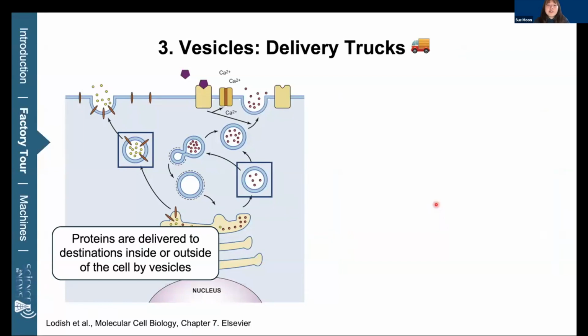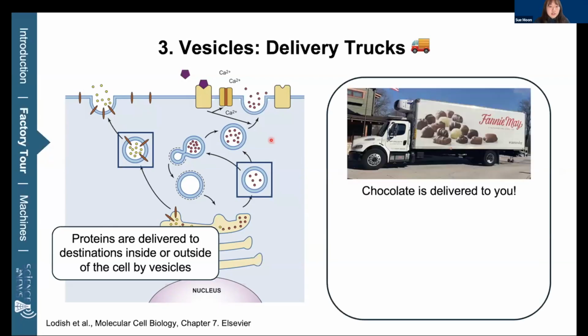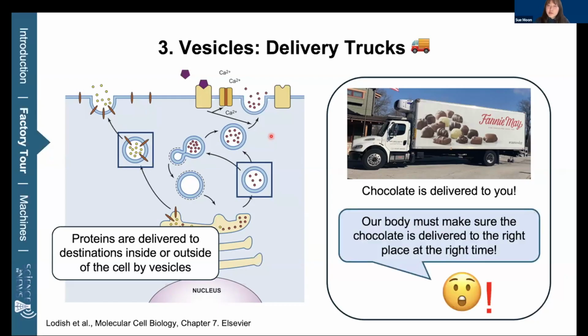Finally, the proteins are delivered to destinations inside or outside of the cell by various types of vesicles. As I mentioned in my previous slide, vesicles are small bubbles within the cell that carry around materials. And vesicles are like delivery trucks that deliver chocolate products according to their address labels added in the previous step. But our body must make sure that the chocolate is delivered to the right place at the right time.